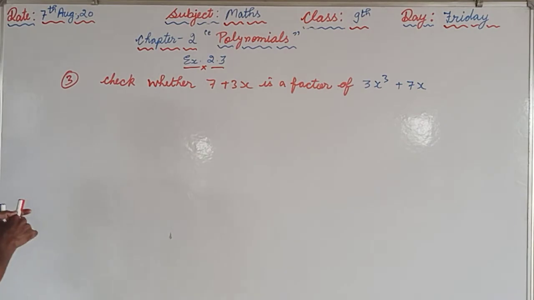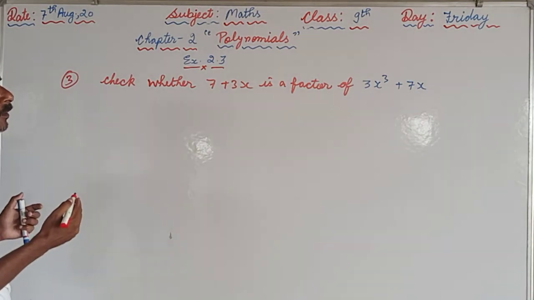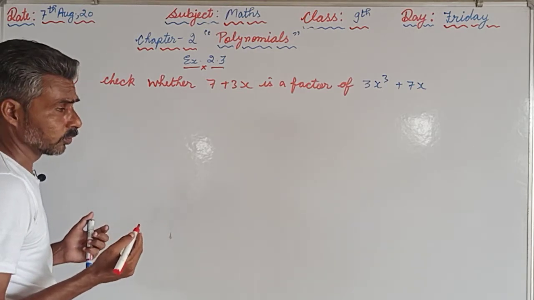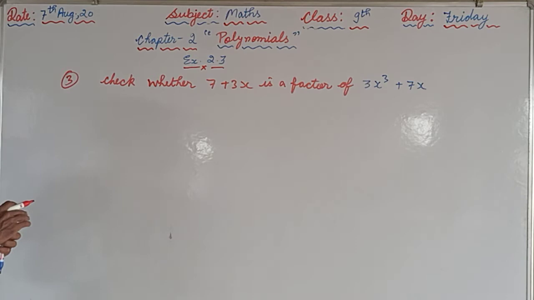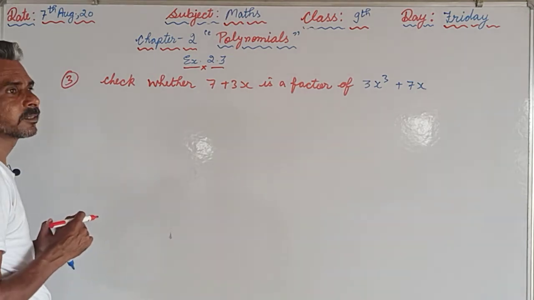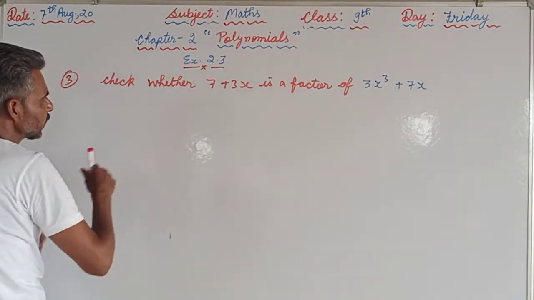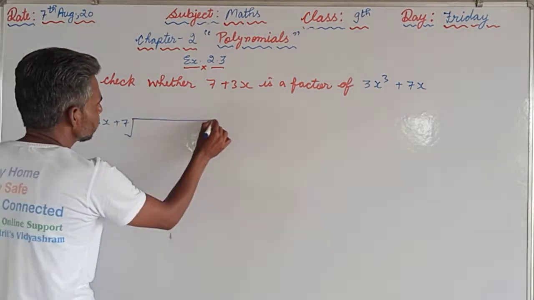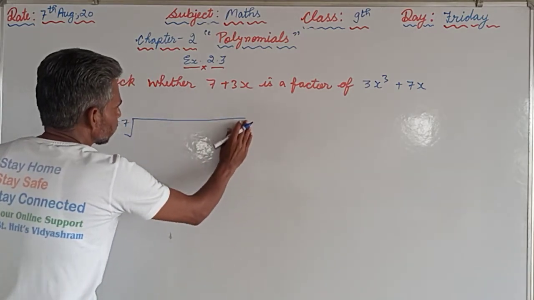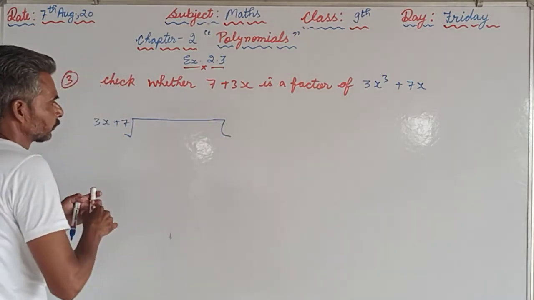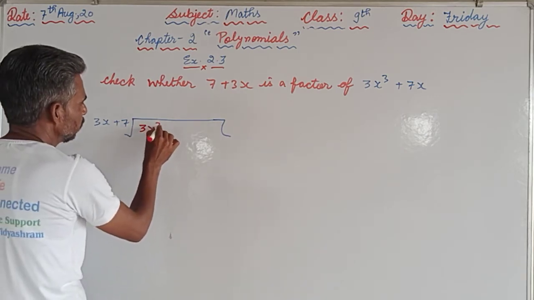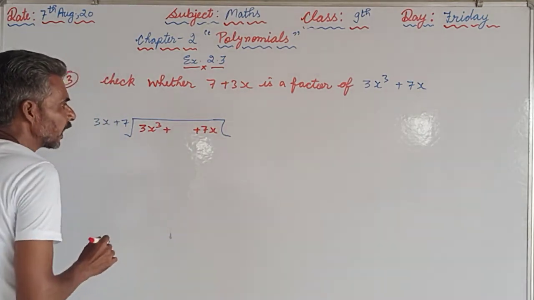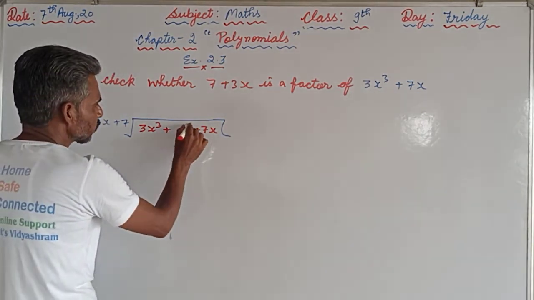So what we will do, we will use the long division method to find whether it is a factor or not. If we find the remainder 0, then we can say that this is the factor, and if the remainder is non-zero, then we will say this is not the factor. So 7 plus 3x can be written as 3x plus 7, that is the divisor, and we are supposed to divide 3x cube plus 7x. Here the x square term is missing.